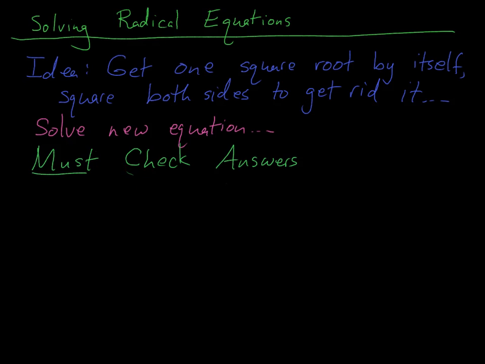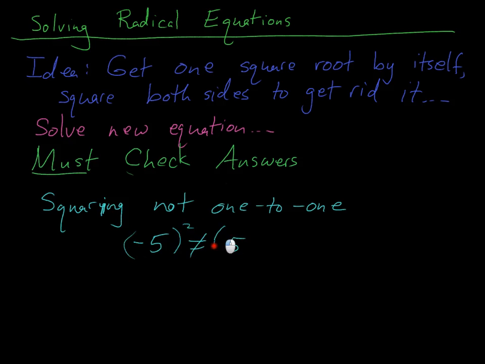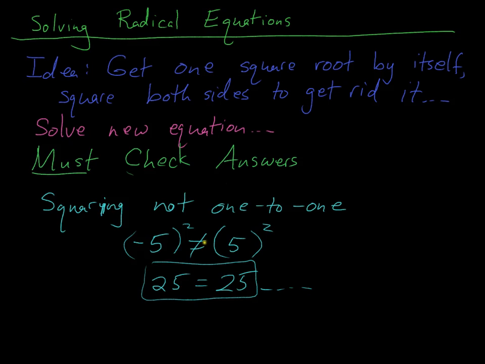The other reason, and much more important, is that squaring is not one-to-one. All that means is I can take two things that aren't equal, like say 5 and negative 5. Those are not the same. But once I square both sides, those are the same. Which means that if you squared both sides anywhere along the way, just because two things are equal at the end of the problem doesn't mean they were actually equal at the beginning of the problem. So anytime you square both sides, or more generally, anytime you apply a function that's not one-to-one to both sides of an equation, you absolutely have to check the answers at the end.